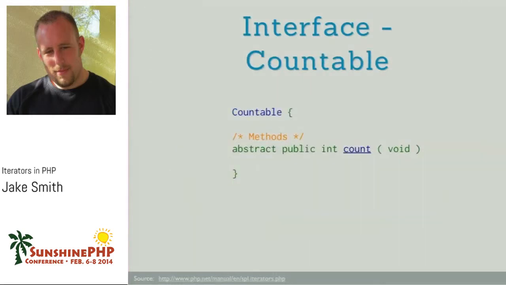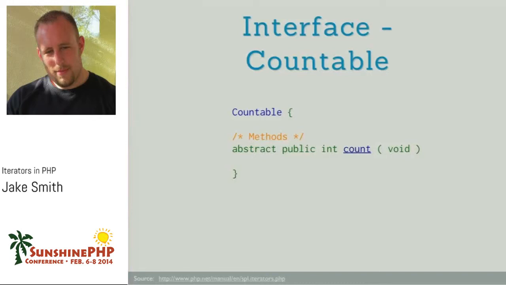So countable. Let's say you want to use the PHP function count. Well, unless you actually implement countable, you can't do that. You would have to use a special function called iterator_count. That's kind of annoying. We don't really care. I just want to count this array, or I want to count this iterator. I don't want to have to check to make sure it's an iterator, then do iterator_count.